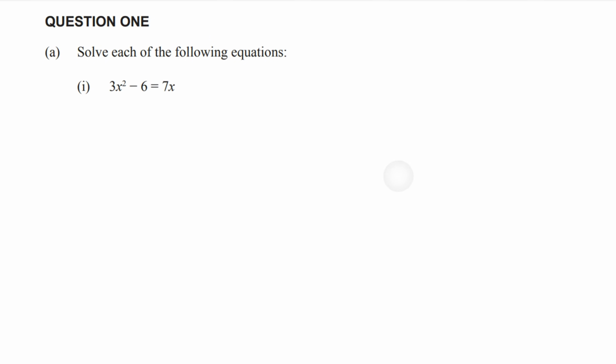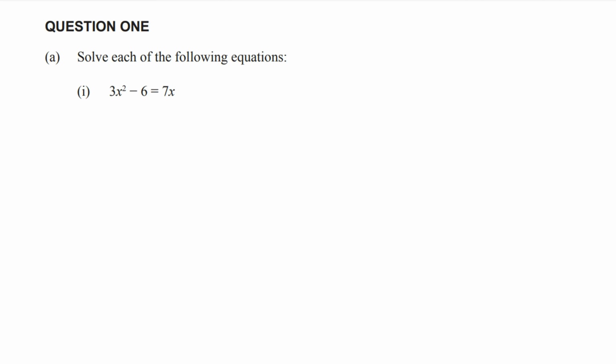All right, so question number 1, what we have is a quadratic that we need to solve for. So the first step is actually rearranging this quadratic. So I'm going to rearrange this to be 3x squared, bringing the 7x to the left-hand side. It becomes minus 7x. And of course, I've still got minus 6 here, and all of this is equal to 0.